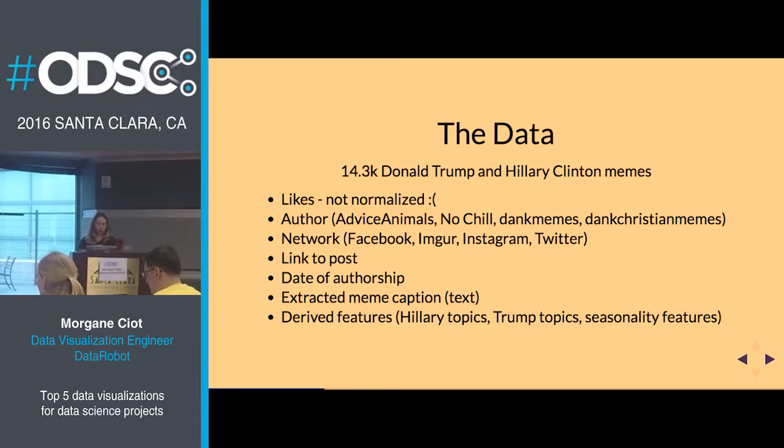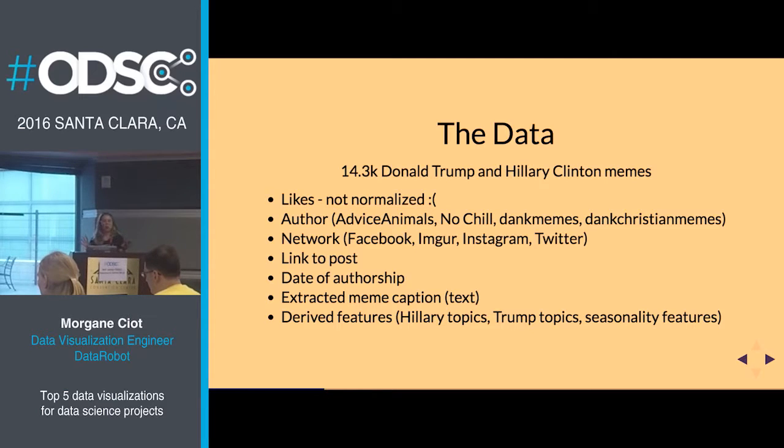Author who posted the meme, the network the meme came from, whether it was Facebook, Instagram, Twitter, whatever, the original link to the post, when the meme was posted, and finally the most important variable, the extracted meme text. This data set is from Kaggle, and Kaggle used character recognition to extract the text from the meme. So that's mostly what we'll be focusing on right now.